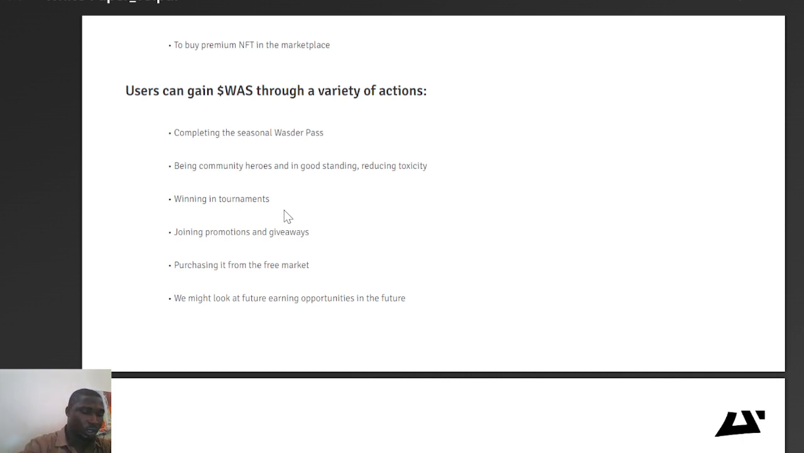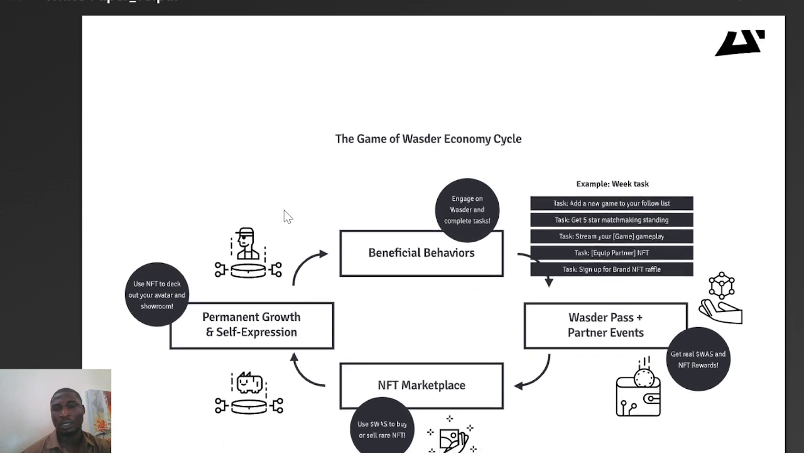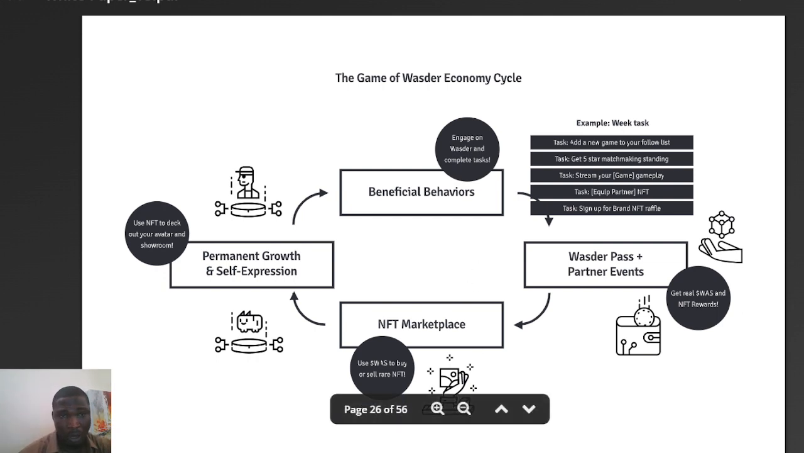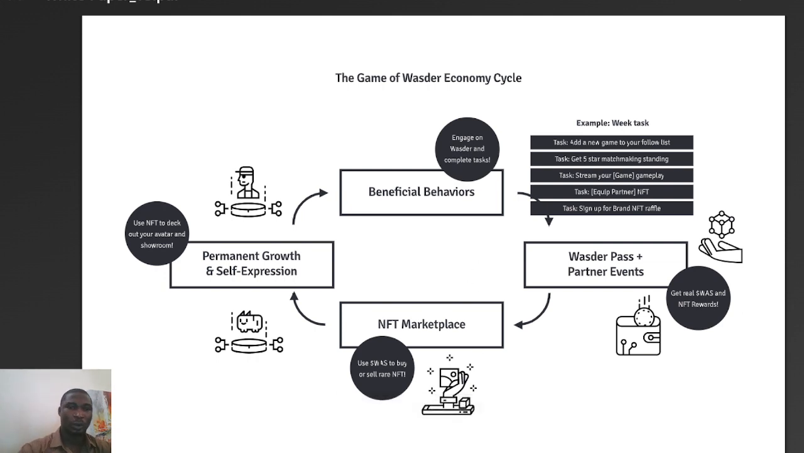So all these are ways in which you can earn this token, explaining what it is really all about. And now you can see the game ecosystem and how it works. Can everyone see this? Okay, yeah, everyone can see it. You can see the way it works. You can see the game ecosystem.